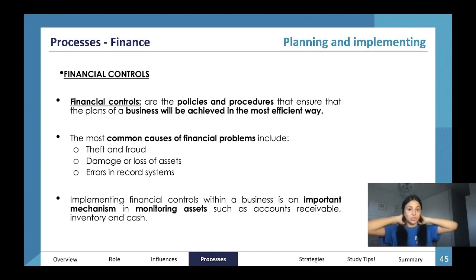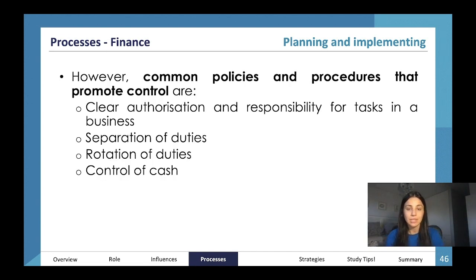Then comes financial controls, which are the policies and procedures that ensure that the plans of a business will be achieved in the most efficient way. The most common causes of financial problems are theft and fraud, damage or loss of assets, and errors in the recording system. But that's why it's so important to have monitoring and financial controls in place so that you can monitor your assets like accounts receivable, inventory, and cash.